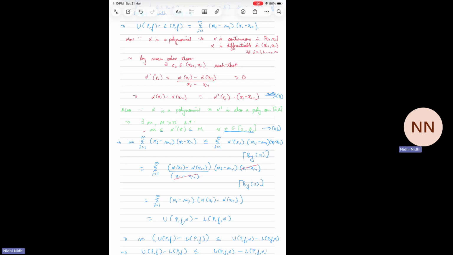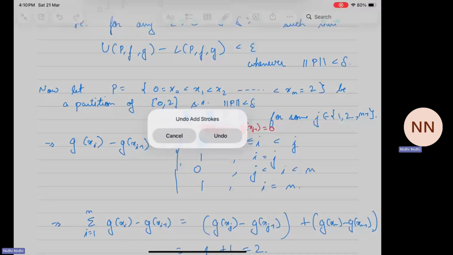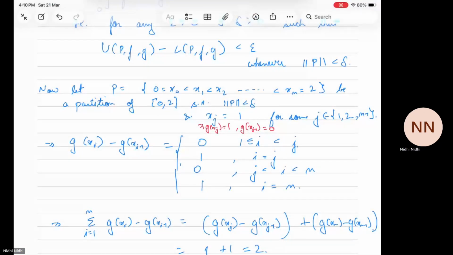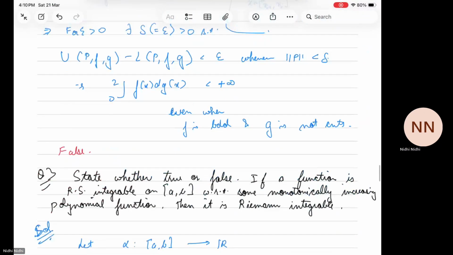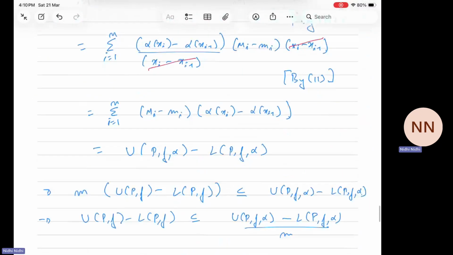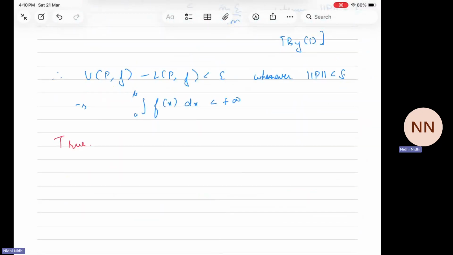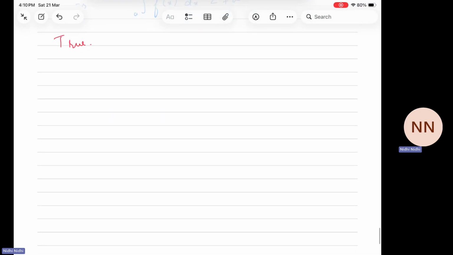Okay, so if there is no doubt, we can move to the next question. Question number 4, I think it is incomplete in some sense. I was not able to understand what they were actually asking. So I'll skip that. Let's move to question number 5.